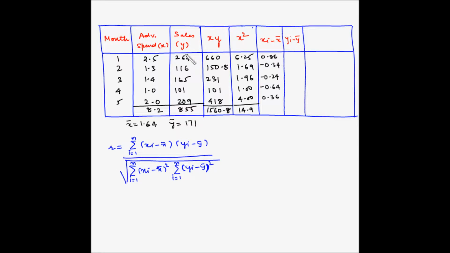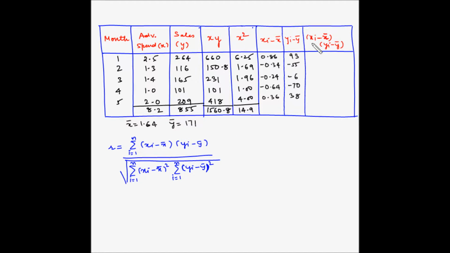Now yi minus y bar. y1 is 264 and y bar is 171, so 264 minus 171 is 93, then 116 minus 171, which is minus 55, then minus 6, minus 70, and 38. So we have found the value of xi minus x bar and yi minus y bar. Now we have to multiply the two and find the sum.